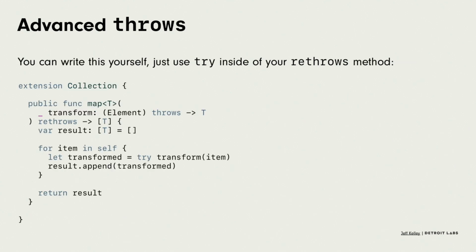And you can do this yourself. You can write your own method that rethrows. This is a pretty simple implementation of map. We're just going to try the transform on each item, and it'll automatically throw up to whoever called it. So that's pretty neat. It's some handy code we can write.